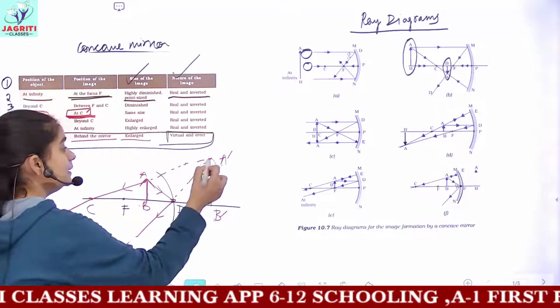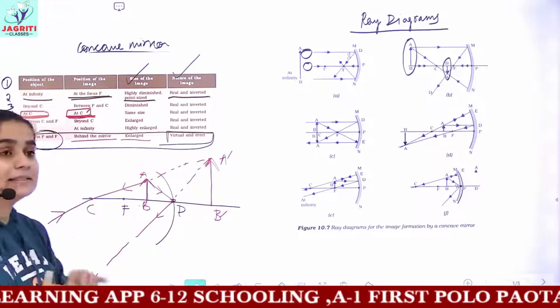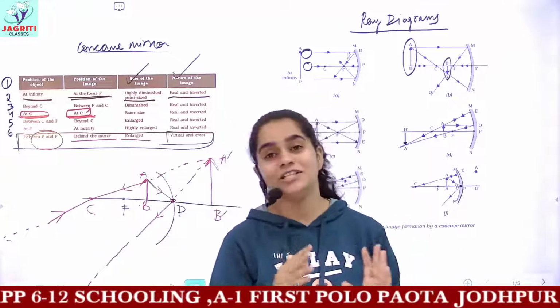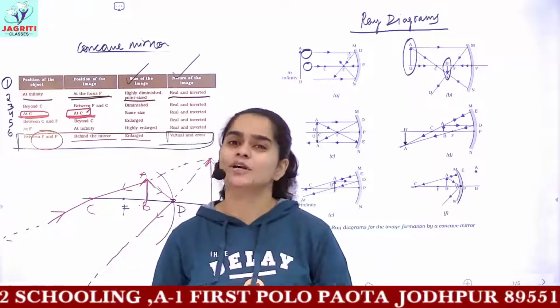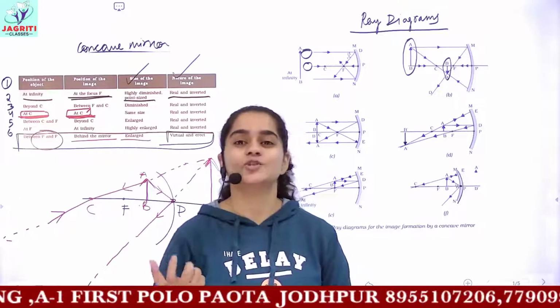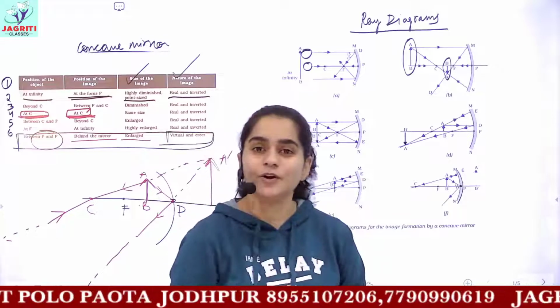You can see the image is erect, and I told you erect images, here you will consider all erect images as virtual and all the inverted images as real. Whereas virtual means what? Talking commonly or generally, virtual is which cannot be obtained on screen, and real is which can be obtained on screen.